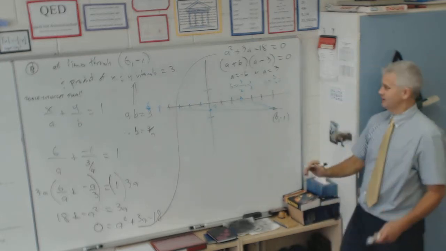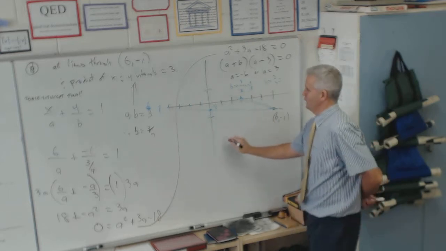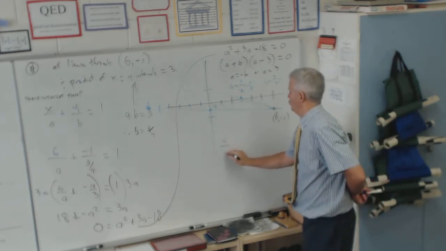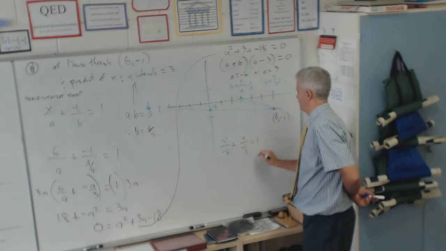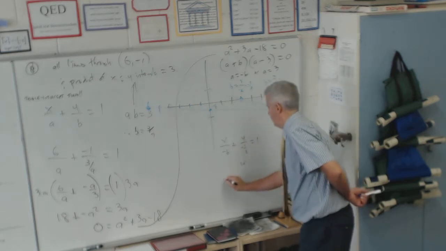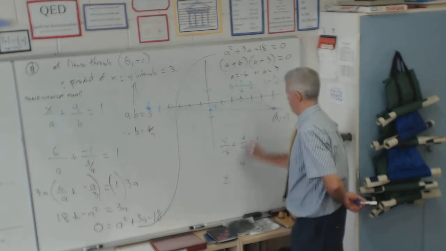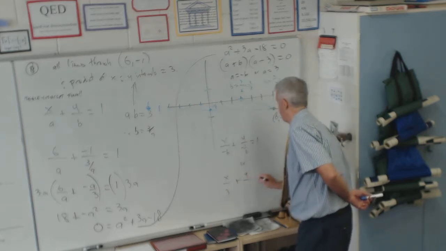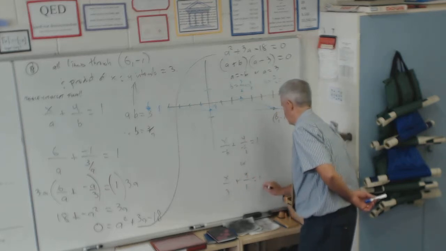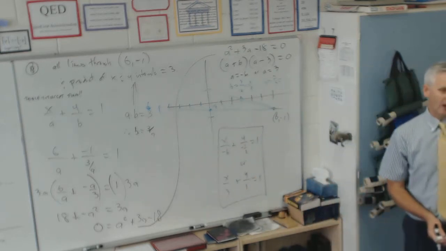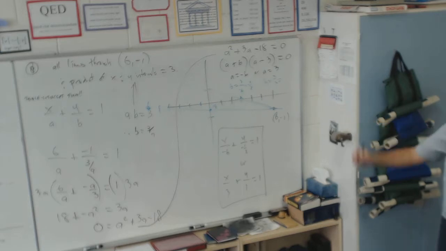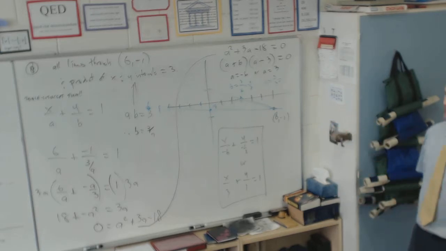Final answer, I'm just doing this problem. We get x over negative 6 plus y over negative 1 half equals 1, or x over 3 plus y over 1 equals 1. There's the solution. Both of those lines work. We can see it physically that they work. There's no others that work. We solved it with a quadratic.